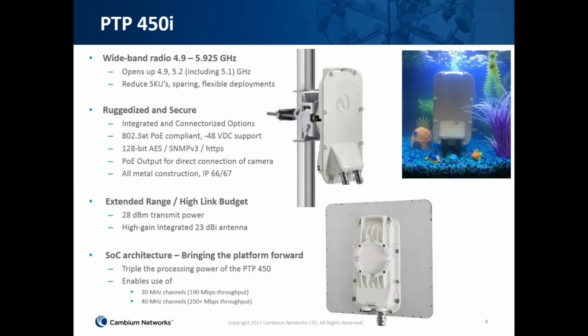Our strong recommendation is to run that 40 megahertz channel on a 450i platform. So that's what I'm showing here today, the PTP 450i supporting 40 megahertz channels. So that's one of the benefits of upgrading to that 450i: you get more processing power, you get more packets per second performance. So it's going to behave a lot better at those wide channels, both 30 and 40 megahertz. Do you happen to know specifically how many packets per second the 450i can do?